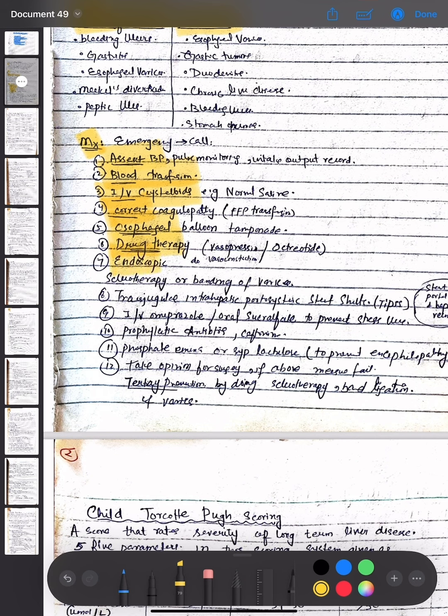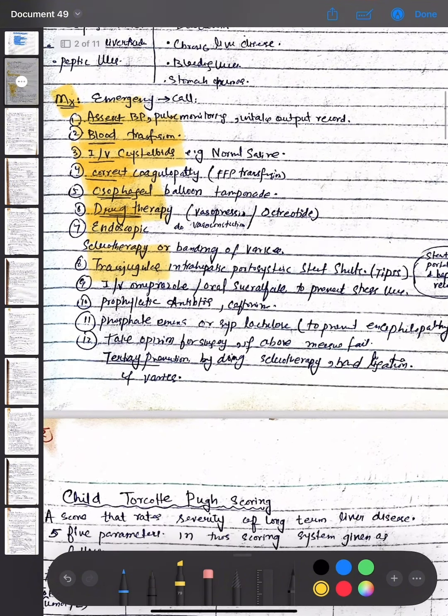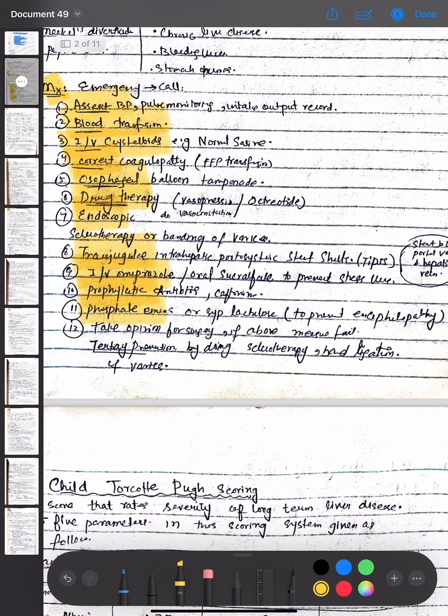Transjugular intrahepatic portosystemic shunt is used. Intravenous omeprazole or oral sucralfate to prevent stress ulcer. Prophylactic antibiotic, that is ceftriaxone, and syrup lactulose is used to prevent encephalopathy. Then take an opinion for surgery in the above major cases, and tertiary prevention by doing sclerotherapy or band ligation of the varices.